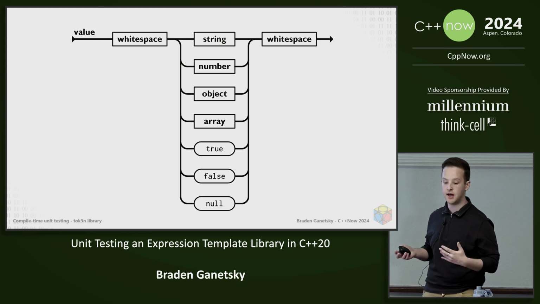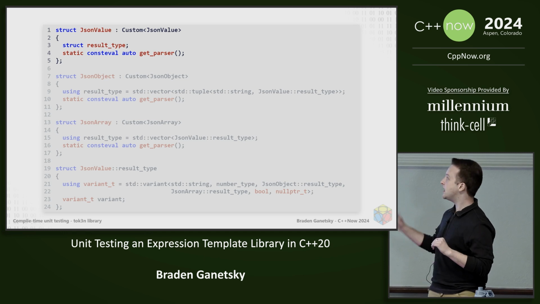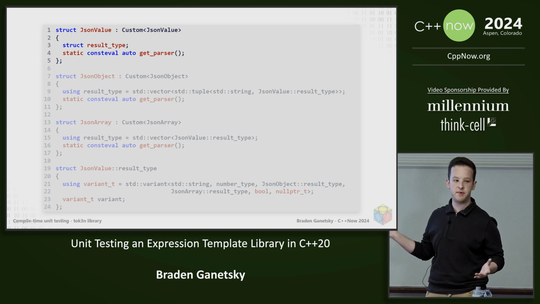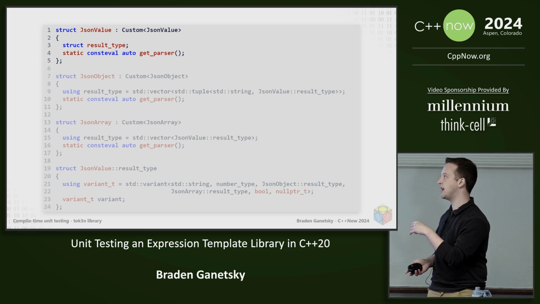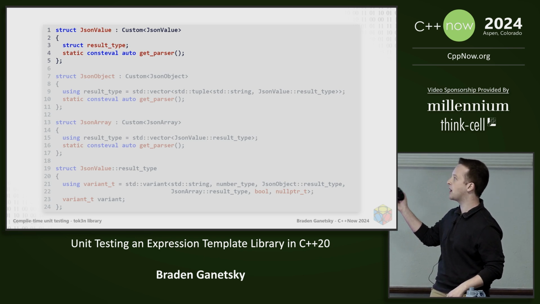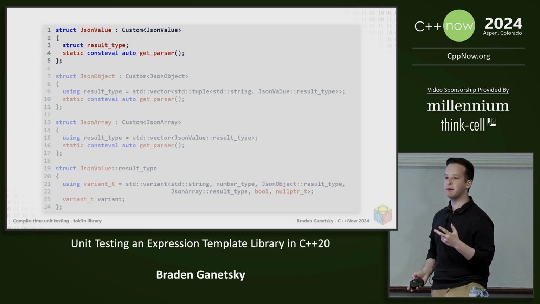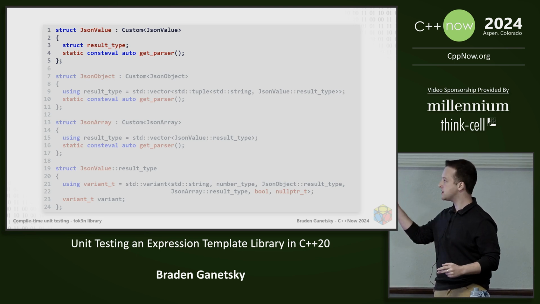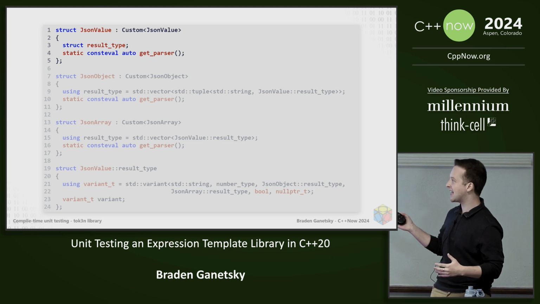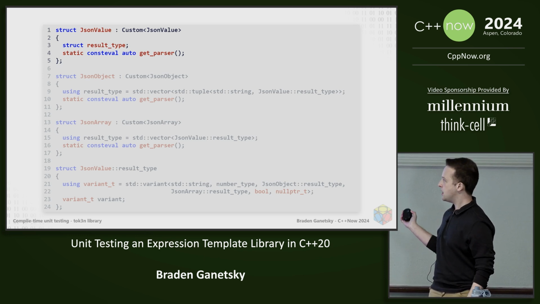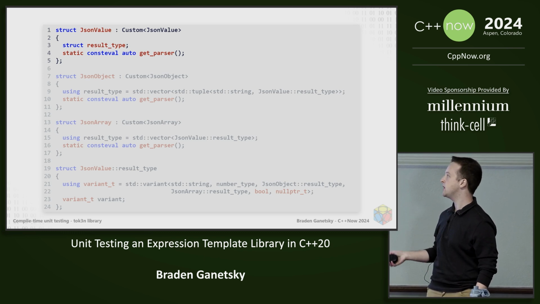So the way that I decided that I want to do this with minimal overhead to the user is I create something called custom. It's a CRTP, curiously recurring template pattern, where you have to inherit from a template of yourself. So I have JSON value inherits from custom of JSON value, and you've got to give it two things: the result type and the get parser function. I'm forward declaring both of those things. The result type sometimes can be deduced. In this case, I don't think it can be deduced. So I'm forward declaring the result type because it actually depends on the result type of the object and the array.